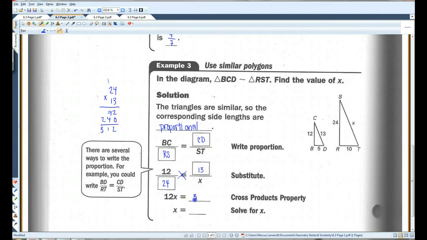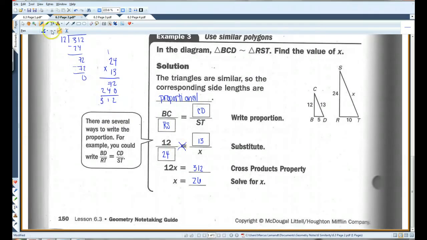$312. 12 goes into 312. Let's see here. Twice for 31. That'll give me 72, which I believe is 6. So x equals 26.